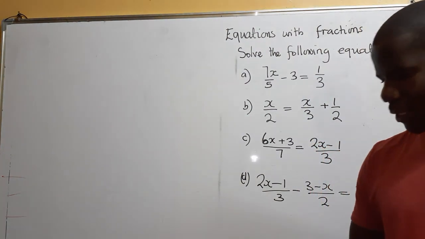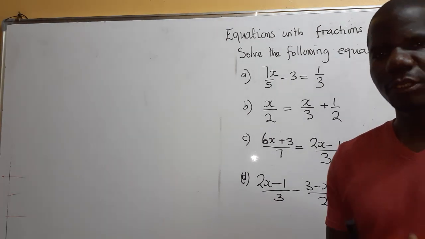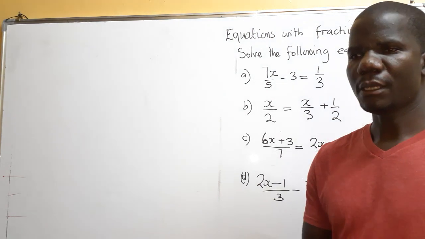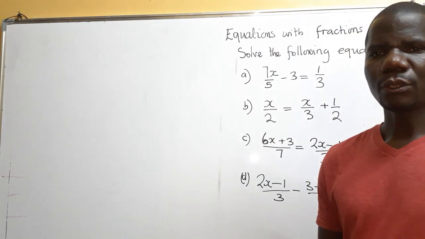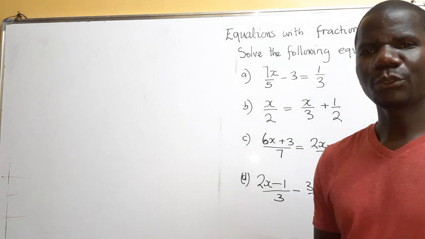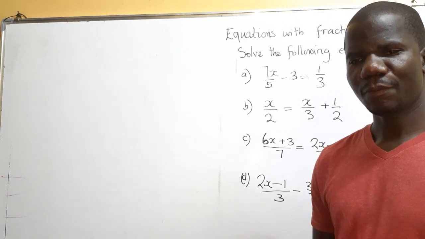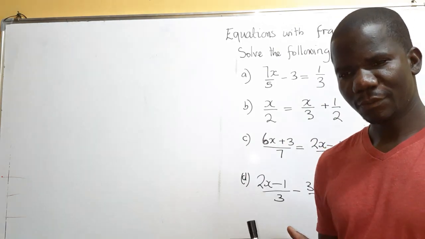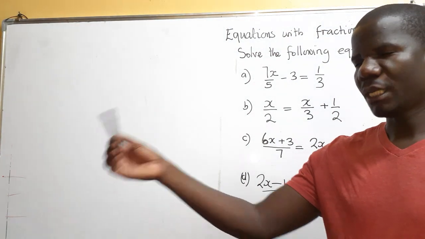All right, so let's look at the first one. Or maybe let's come up with a general concept. How do you handle equations with fractions? The first thing that you're supposed to do is to get rid of the fraction. And how do we get rid of the fraction? You need to look at the denominators.